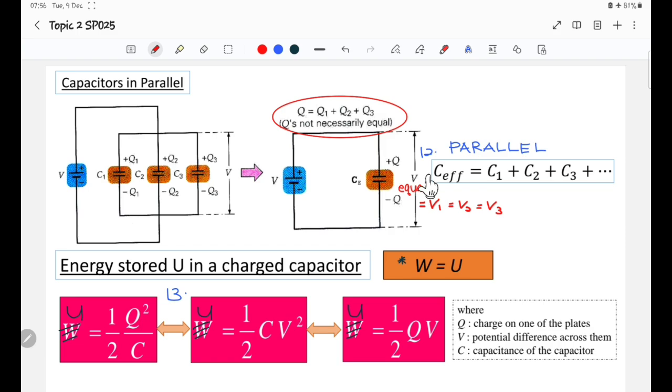Okay, so because of these two concepts between voltage and charge, to calculate the total capacitance untuk parallel combination C effective, kita ada equation nombor 12, iaitu kita tambah biasa C1 tambah C2 tambah C3 dan seterusnya. Okay, so ini sangat penting.